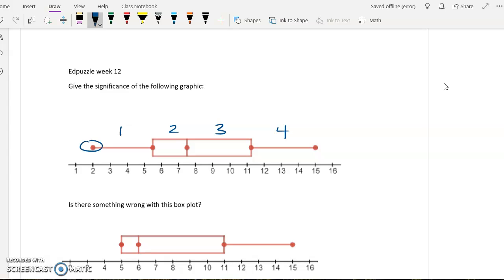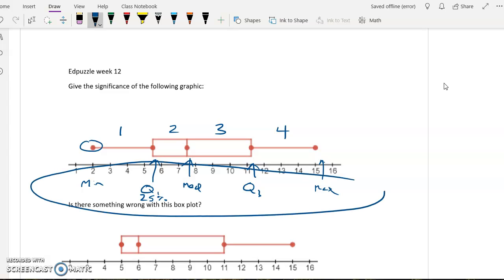Now this lowest number right here we call the minimum. This value right here we call the Q1 because that's about the 25% marker of this data set. This one is called the median. You guys are familiar with that. That's the midpoint of the data. This is Q3, which is again the 75% mark. And then we call this one the max out here. These numbers right here make up what we call the 5-number summary.